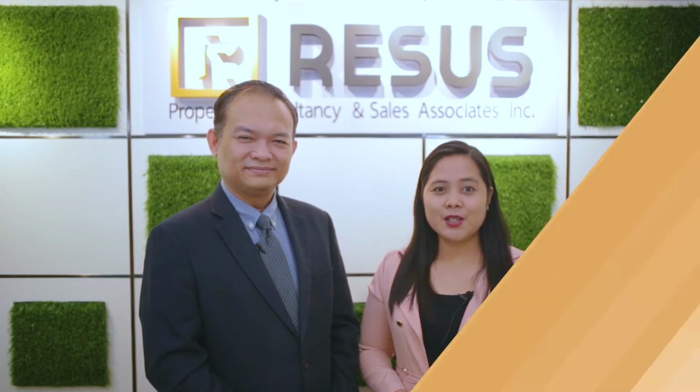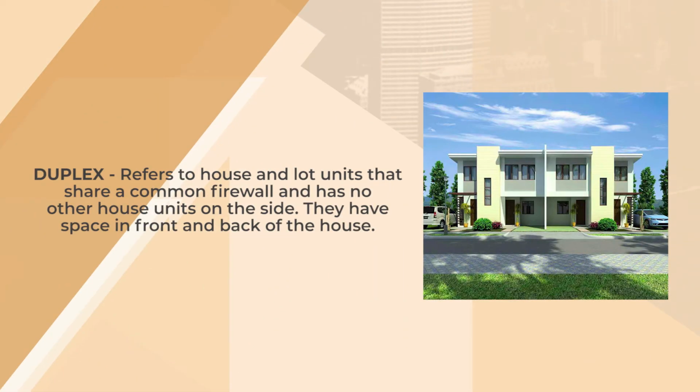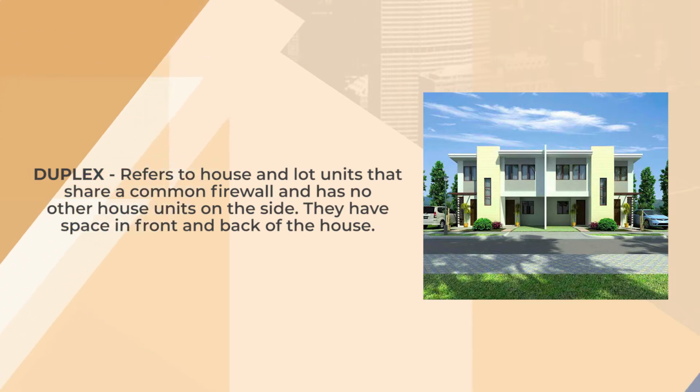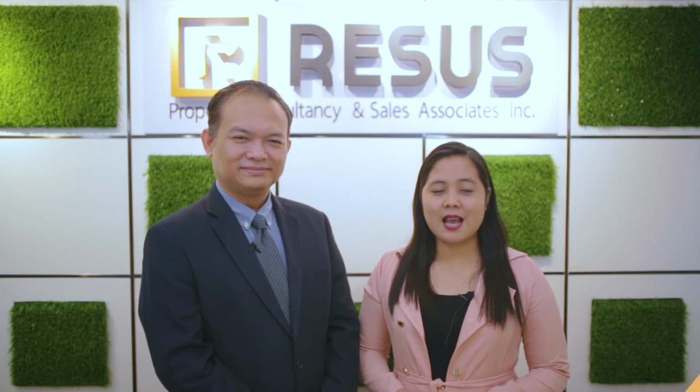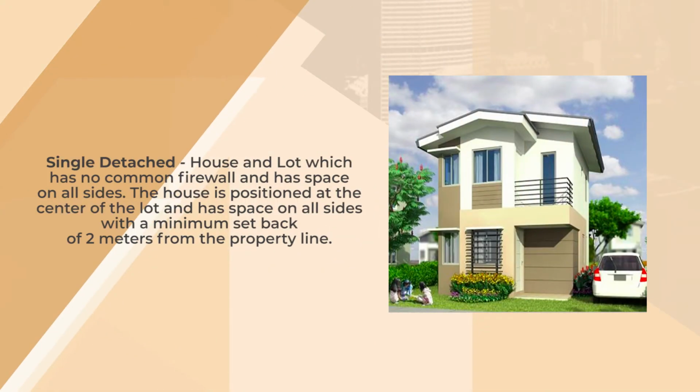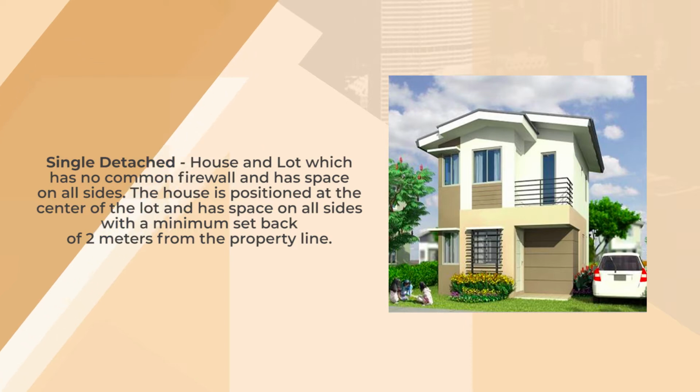Duplex refers to house and lot units that share a common firewall and have no other house units on the side. They have space in front and back of the house. Single detached: a house and lot which has no common firewall and has a space on all sides. The house is positioned at the center of the lot with a minimum setback of 2 meters from the property line.